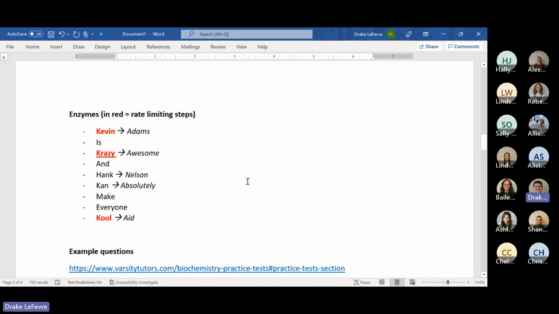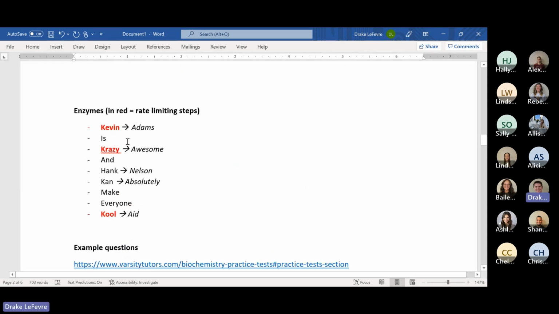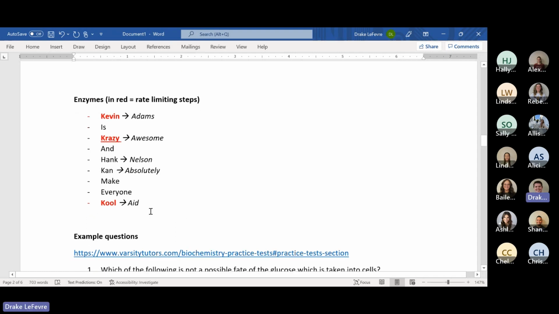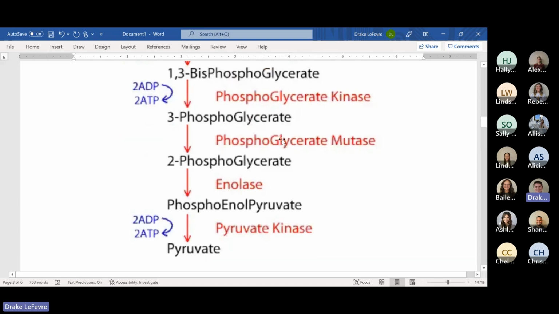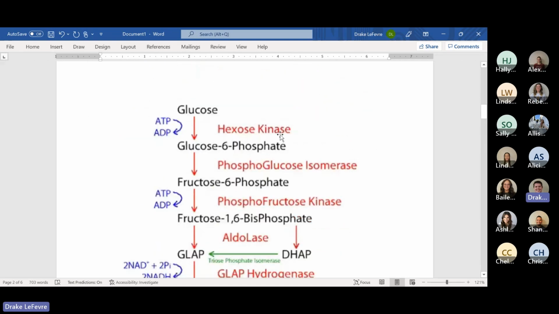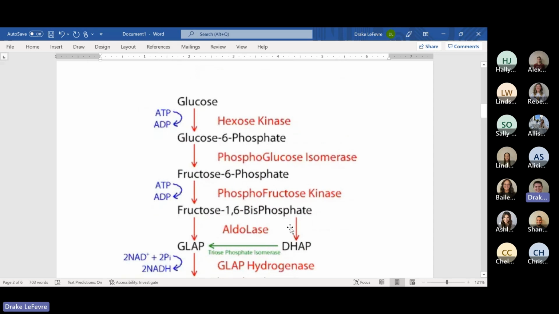So we have: Kevin Adams is crazy awesome, and Hank Nelson can absolutely make everyone Kool-Aid. Again, these are kind of random and silly, but it's a lot easier to remember something like this than it is to remember the full name of every single one of these enzymes.